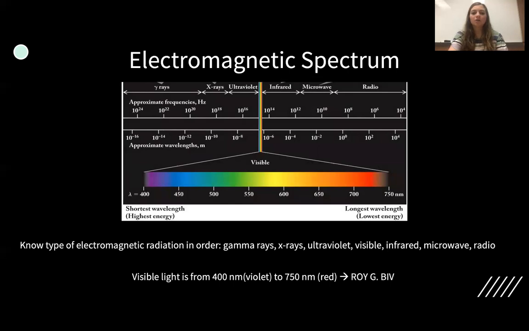So all electromagnetic radiation exists along a spectrum called the electromagnetic spectrum.